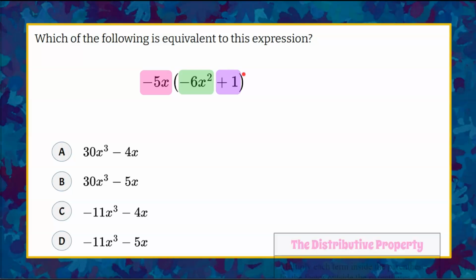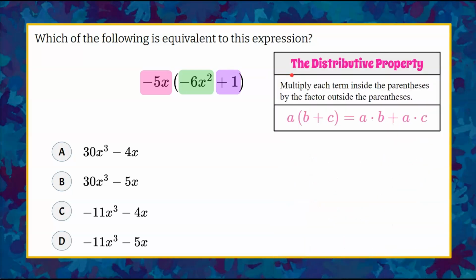So now we're going to review and apply the distributive property to this expression to determine the equivalent expression. The distributive property states that we're going to multiply each term inside the parentheses by the factor outside the parentheses. So a quantity A multiplied by a quantity B plus C is equivalent to A multiplied by B, add the product A multiplied by C.